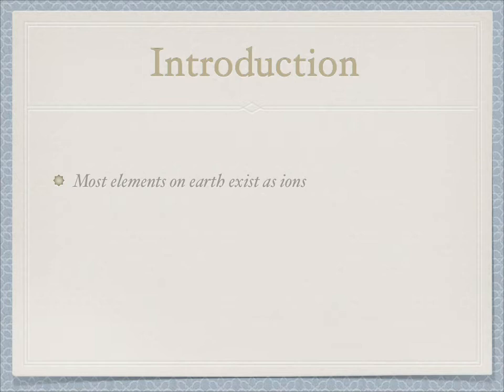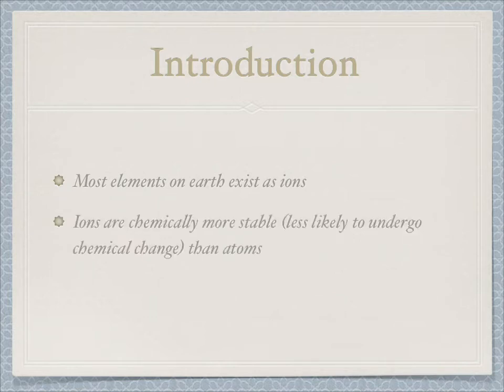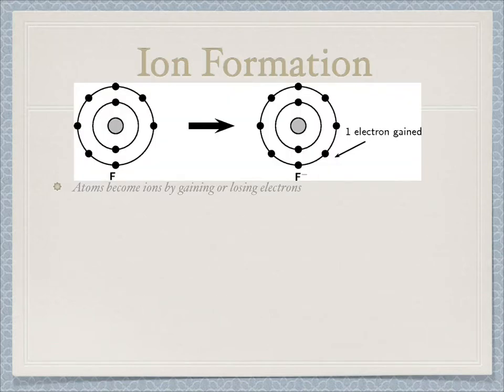Most elements exist as ions. You don't usually see them just as free elements in nature. The reason is that they're more chemically stable when they are an ion than when they're just an atom. Matter is always trying to get to the lowest form of energy, because it's most stable when it's lower energy. So let's take a look at this.